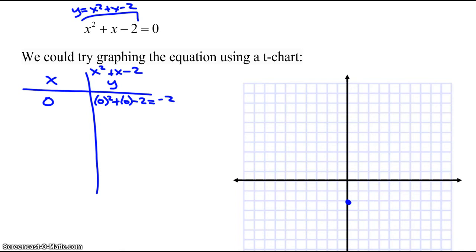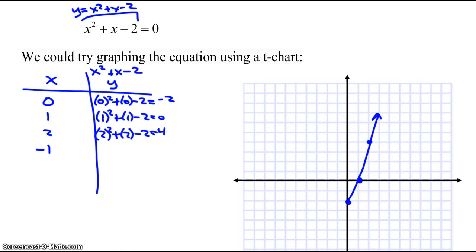Okay, let's try another number here. How about 1? So 1 squared plus 1 minus 2 would be 1 plus 1 is 2, minus 2. That one would be 0. So when x is 1, y is 0. Okay, so that's another point. Let's do 2. 2 squared plus 2 minus 2 would be 4 plus 2 is 6, minus 2, which would be 4. So when x is 2, then y is 4. I'm plotting points, kind of like we did in Algebra 1, 2. So, I'm seeing a trend here. It looks like this is going up. Maybe I should do some negative values for x and see what happens on that side.